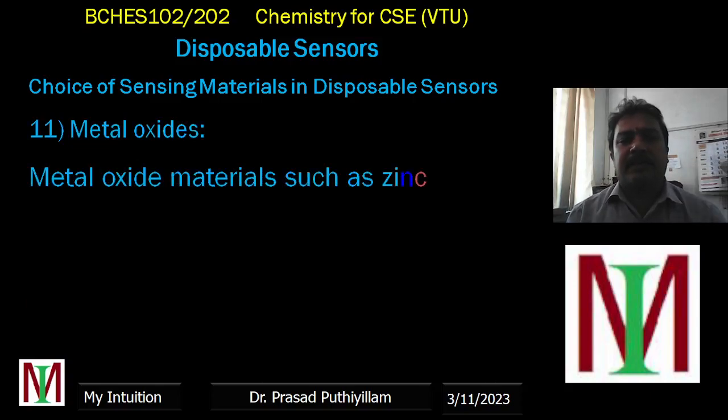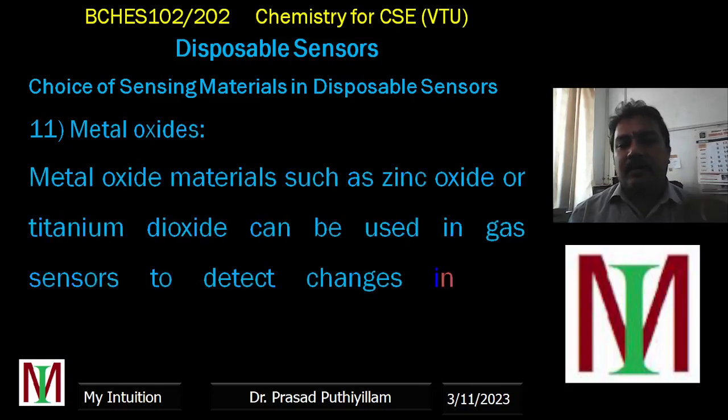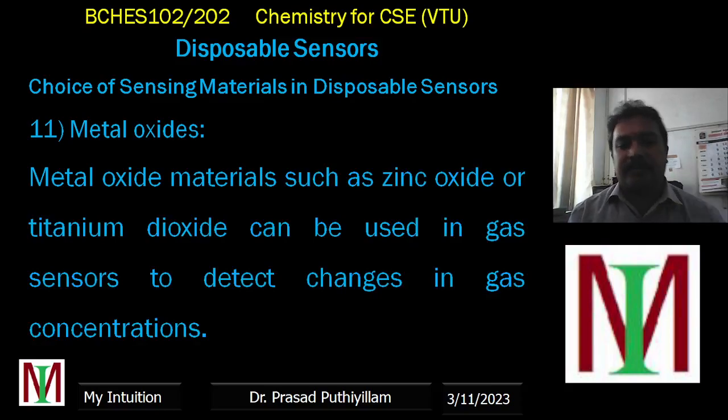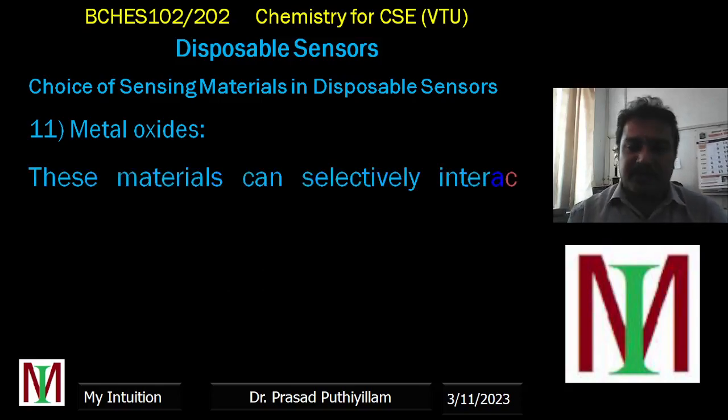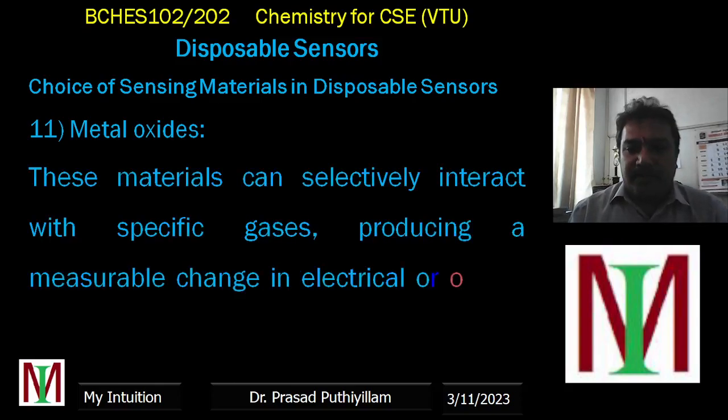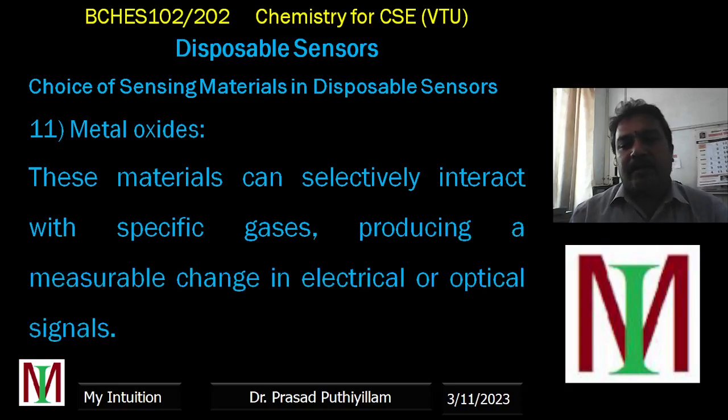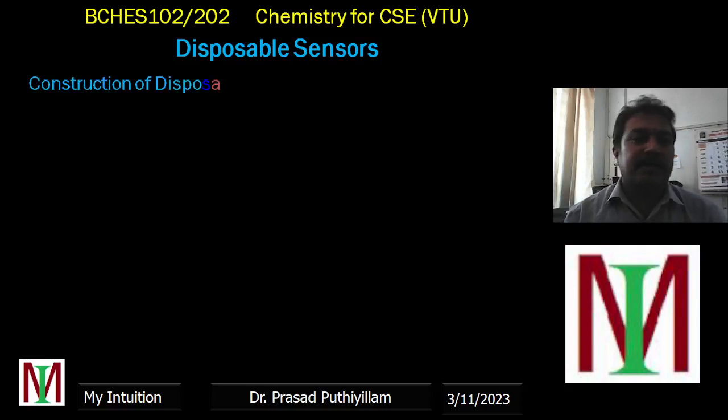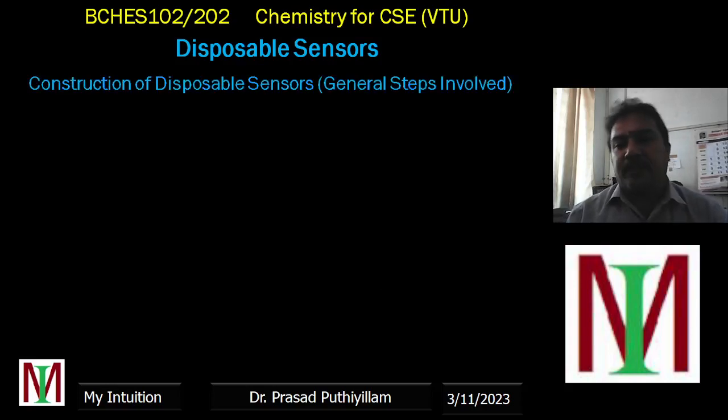Metal oxides are other materials which are used, such as zinc oxide or titanium dioxide, which can be used in gas sensors to detect changes in gas concentration. In the previous videos I covered the gas sensors used for other detection applications. There also we discussed these materials. It should be very selective and it should interact with the gases without interfering with other gases. All those criteria were already explained in my previous class video.